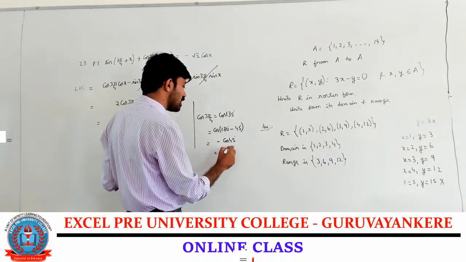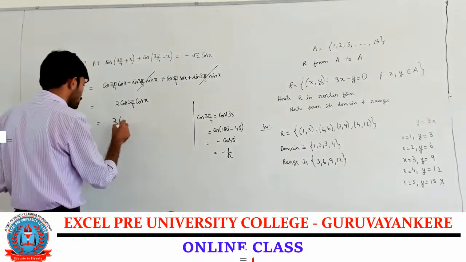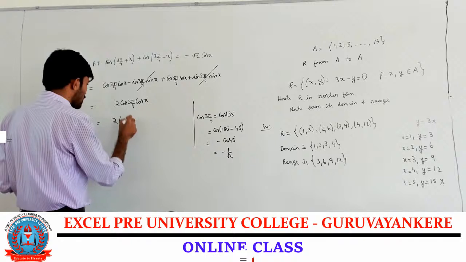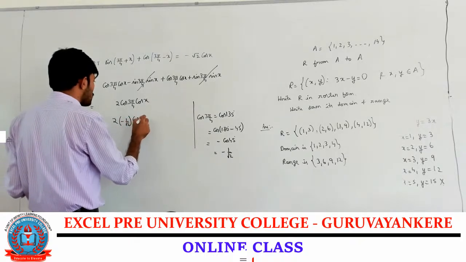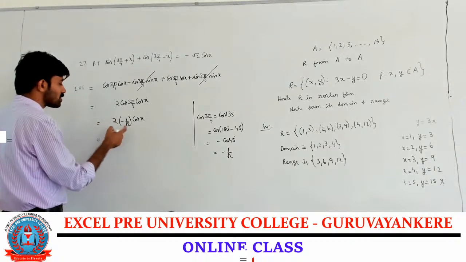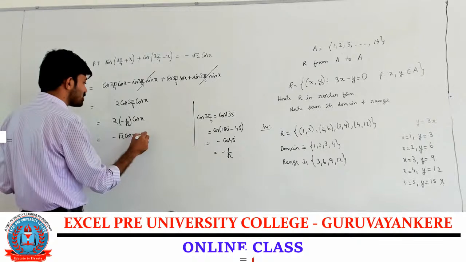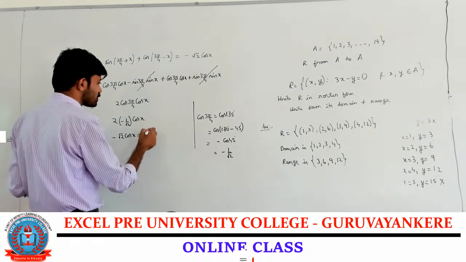This is equal to minus 1 by root 2. Cos 3 pi by 4 is minus 1 by root 2, into cos x. 2 can be written as root 2 into root 2. One of the root 2 cancels. What you get is minus root 2 cos x, which is equal to RHS.